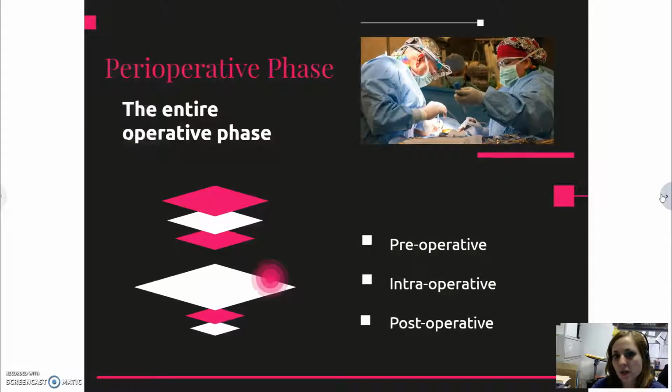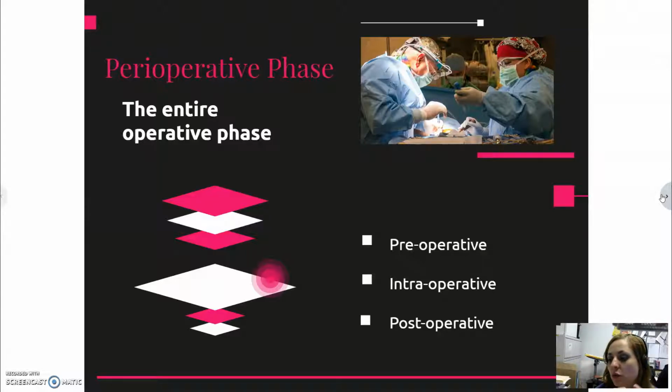Different phases of surgery. The perioperative phase is the entire process from pre-op to post-op, so the entire time that you're there. So preoperative is where the person is. That's where consent is obtained, so the procedure is explained, and make sure everybody's on the same page, all the questions are answered before the person gets any type of anesthesia. This is also where somebody might put an IV in or clean the area to prep it for surgery.